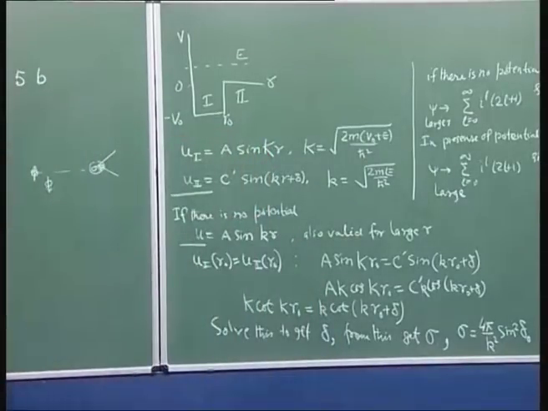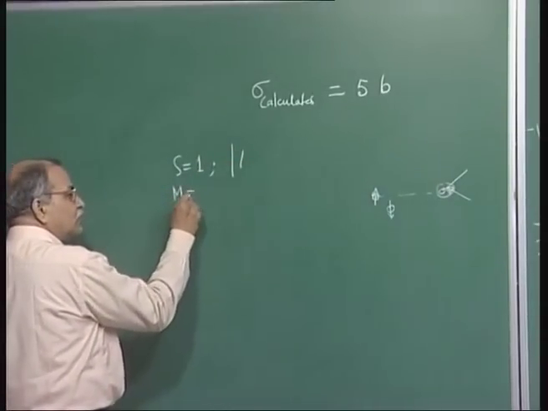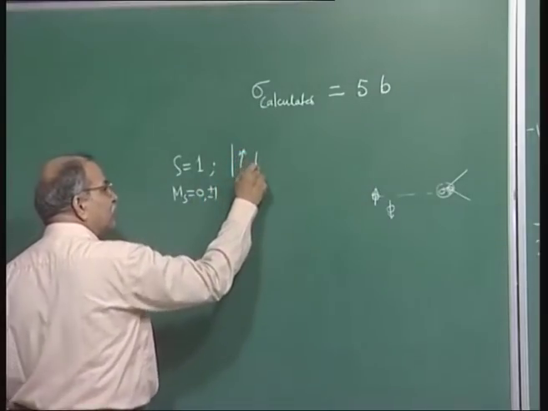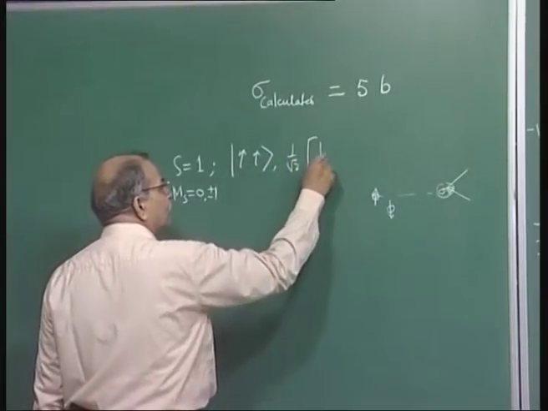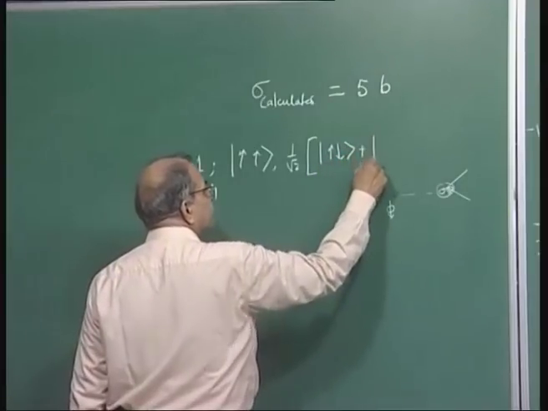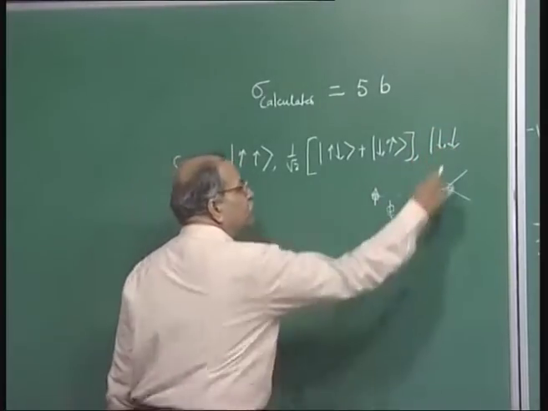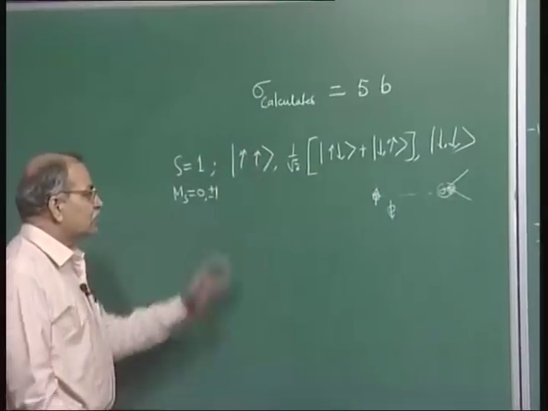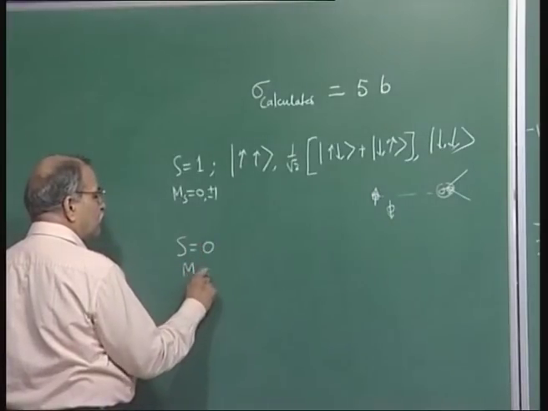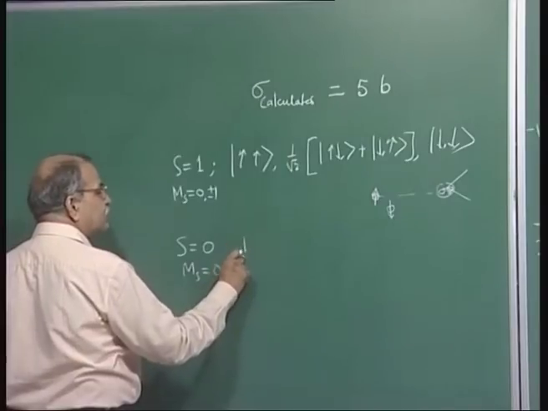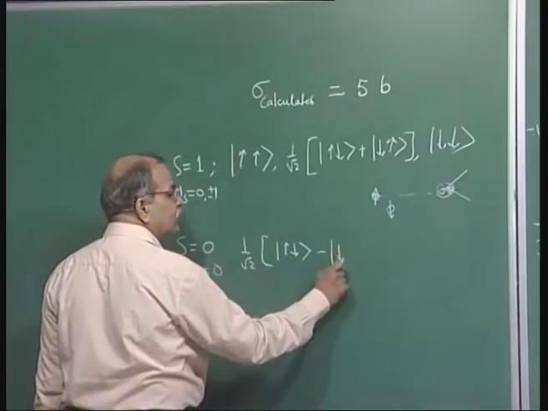So, capital S equal to 1 has 3 states, this M_S equal to 0 and plus minus 1. So, spin up up, then you have 1 by square root of 2 (up down plus down up), and then down down. You have 3 possible combinations, whereas if S is equal to 0, you have only one possible combination, this is 0, and that is 1 by root 2 (up down minus down up).